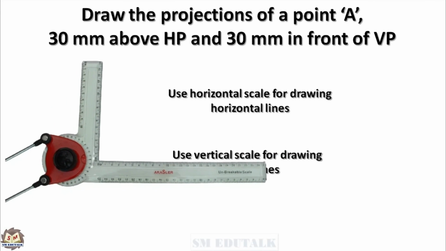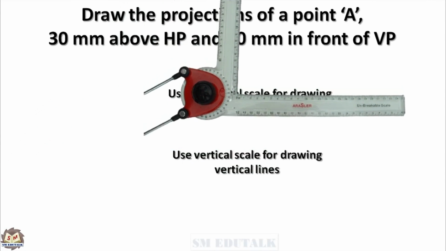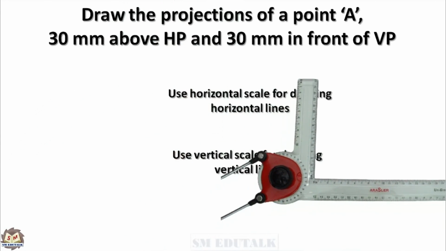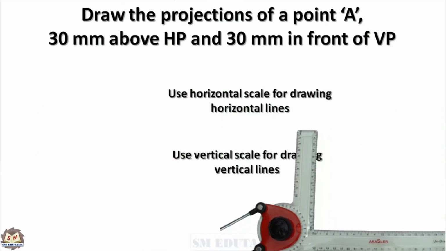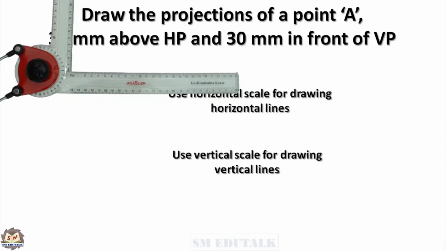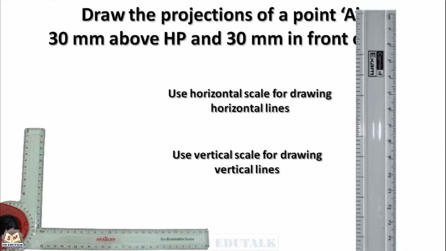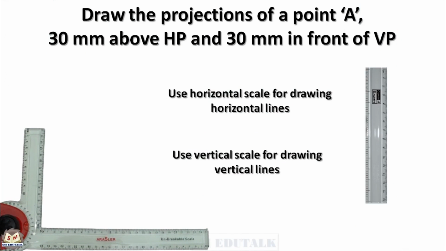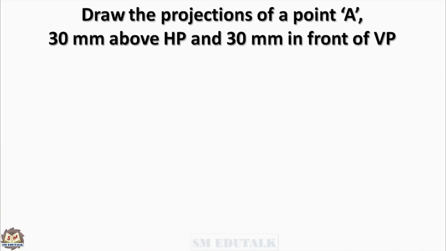Always use the mini drafter's horizontal scale for drawing horizontal lines and the vertical scale for drawing vertical lines. Never use the ordinary scale to draw horizontal, vertical and parallel lines. You can use this scale to connect known points, like the endpoint of one line with the endpoint of another line. Let us come back to the problem.